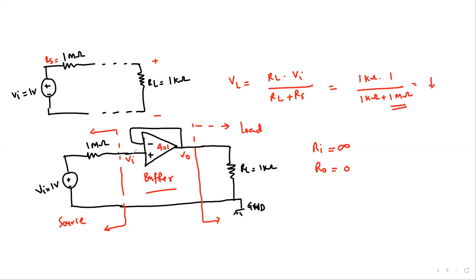Why does it provide so? Because we know that no current can go inside the operational amplifier terminal. Therefore, it offers an input resistance of infinity. And at the output, it acts as an ideal voltage source. Therefore, it gives RO equal to 0. So that's how we can have such a configuration.